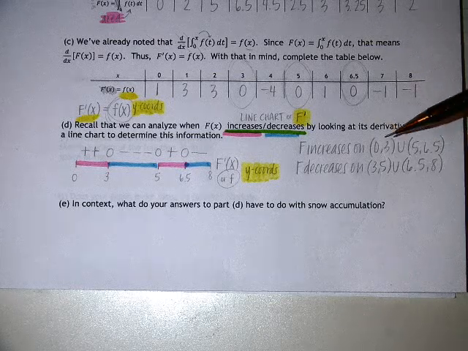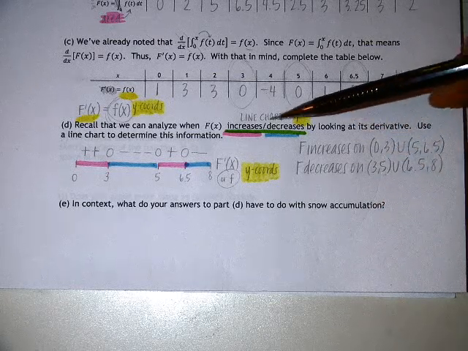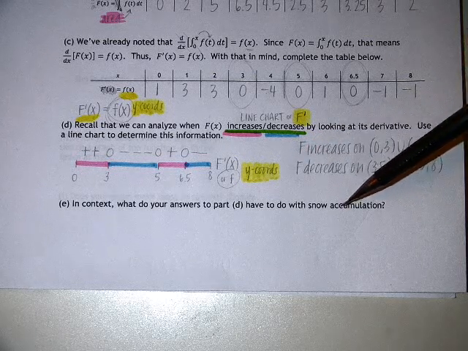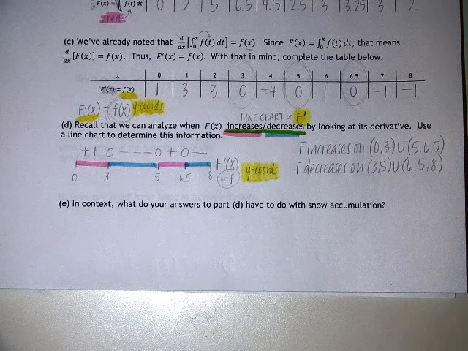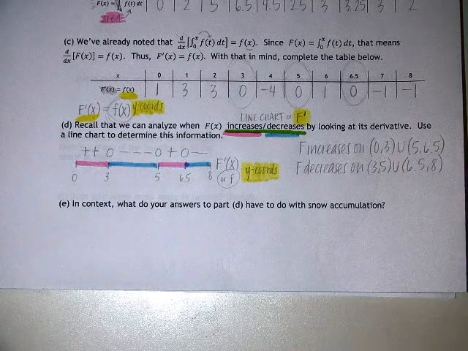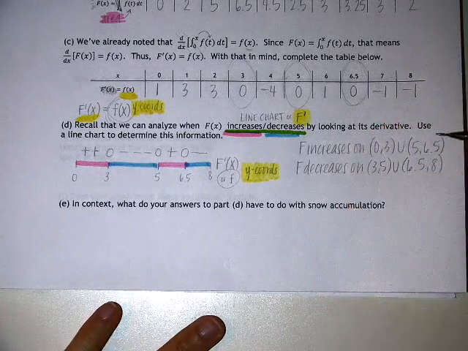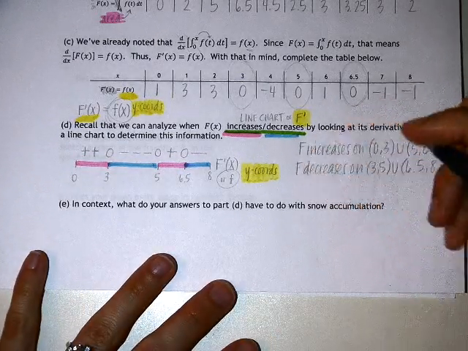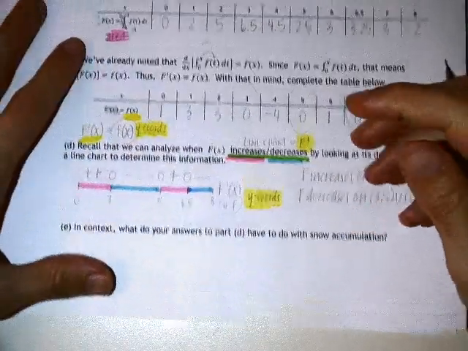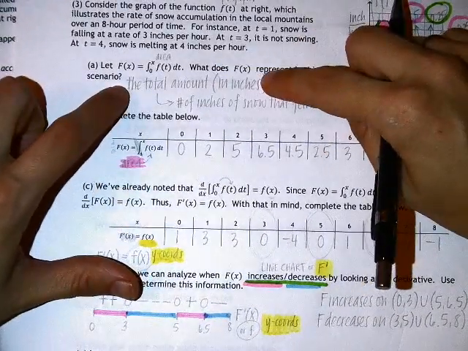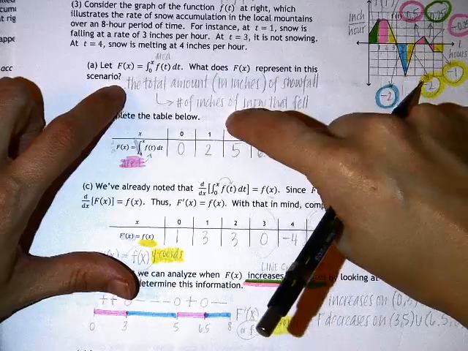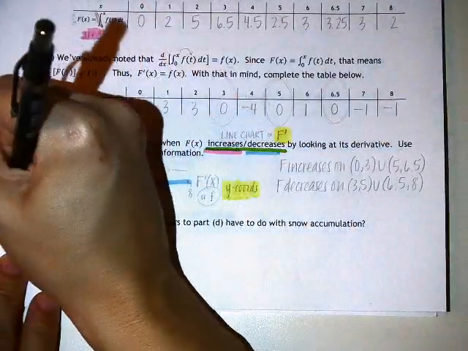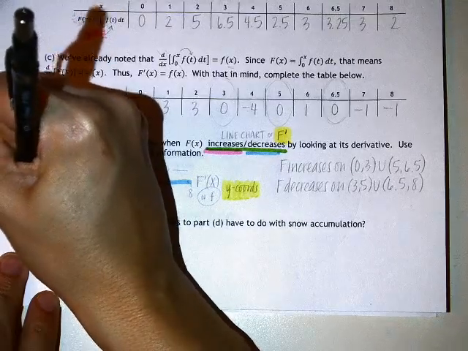So hopefully you took a couple of moments to think about the answers to the line chart question in letter D in terms of snow accumulation. If you're really not sure how to interpret this in terms of snow accumulation, let's see if this will help. The first thing I want to do is just remind ourselves that our answers to letter D are about big F. And big F, according to letter A, was the total number of inches of snow that fell. So F is measured in inches, if that helps.